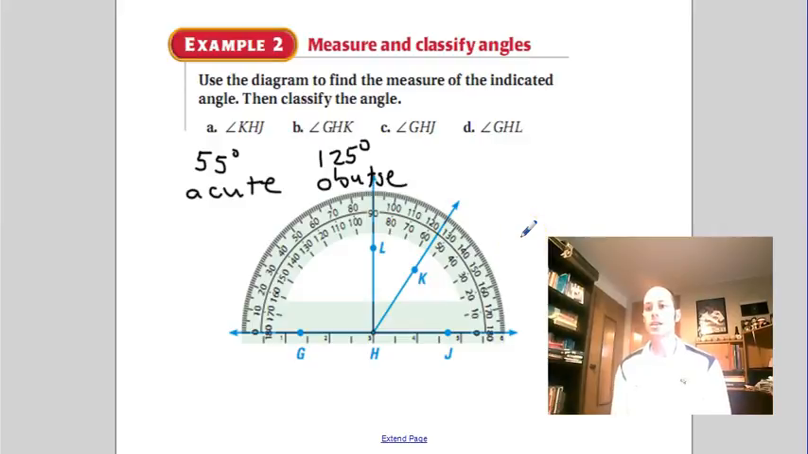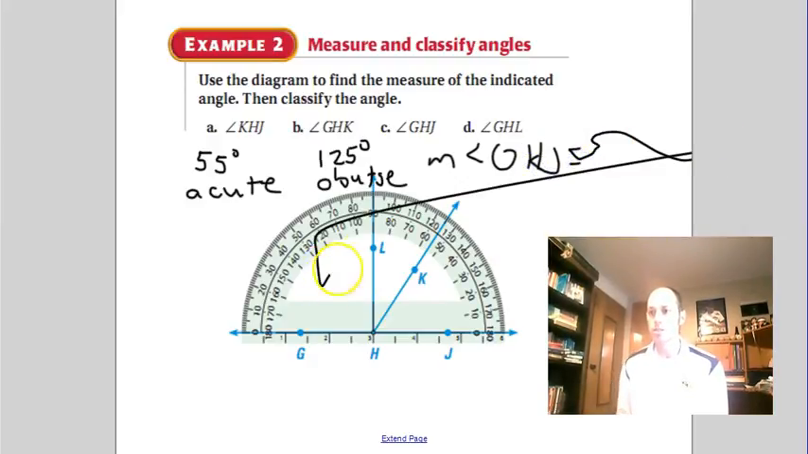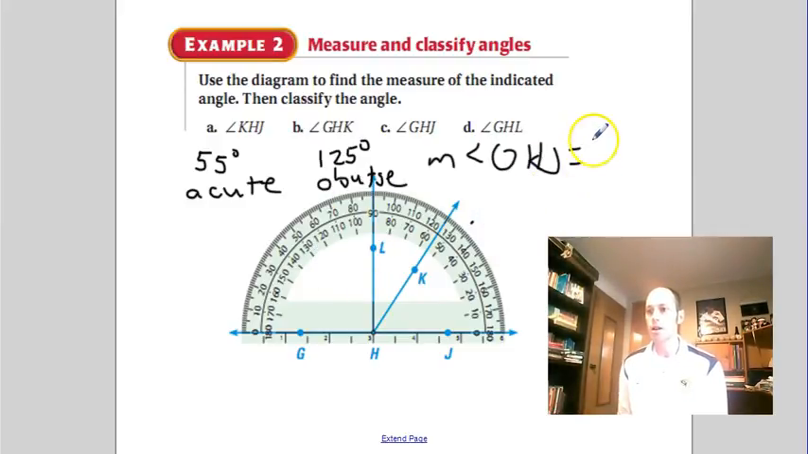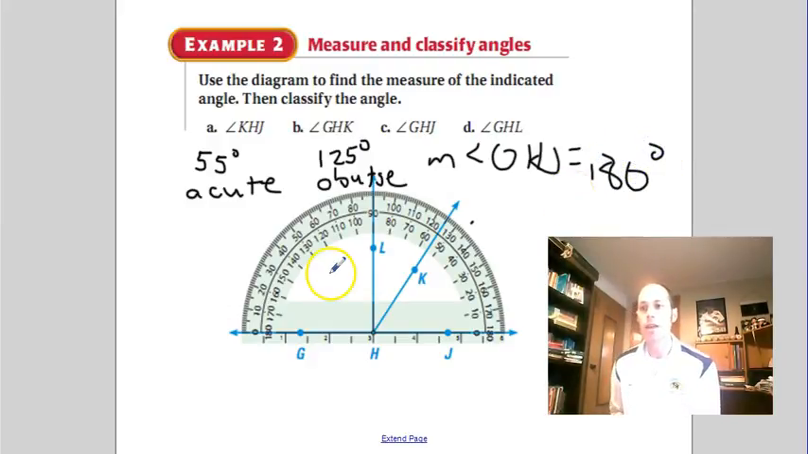Okay, next let's take a look at angle GHJ. That one lines up on both lines. So it starts at 0 here, goes to 180, or starts at 0 here, goes to 180 over here. So remember, if we wanted to write that out properly, I'd say measure of angle GHJ equals 180 degrees. Sometimes technology just doesn't want to cooperate. 180 degrees is a straight angle.